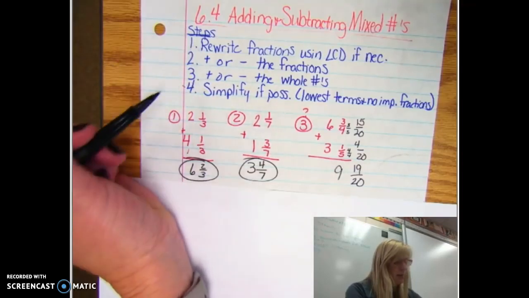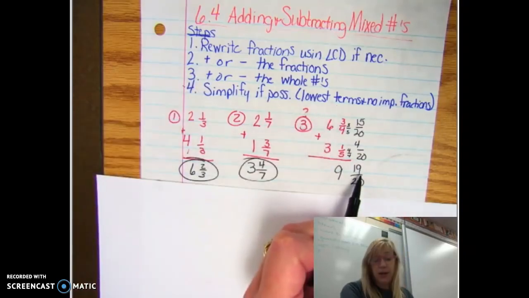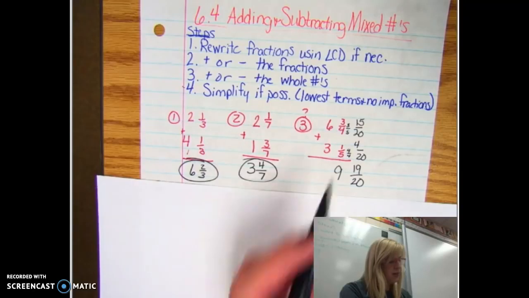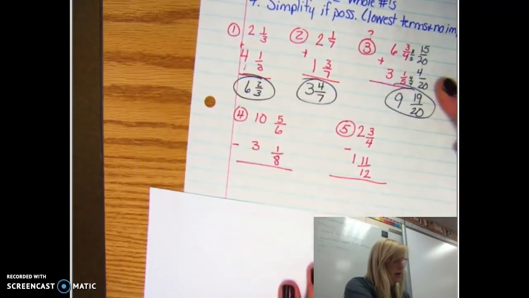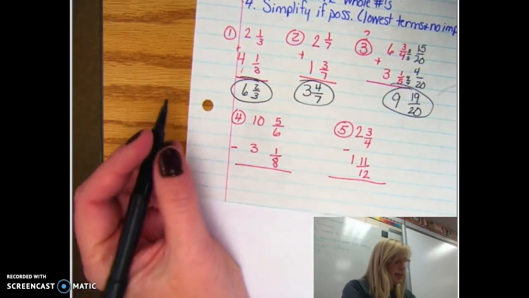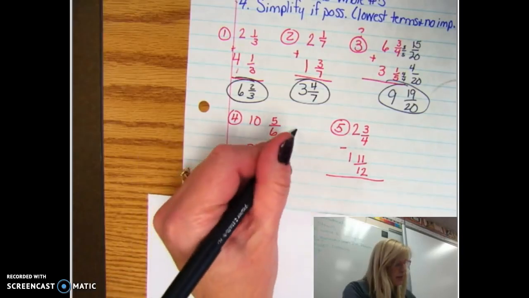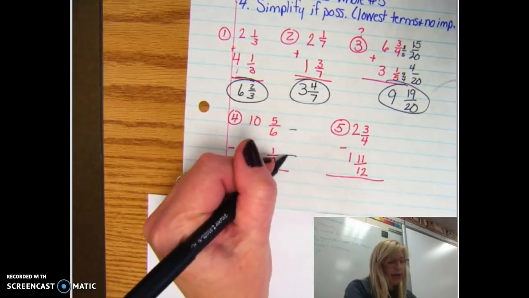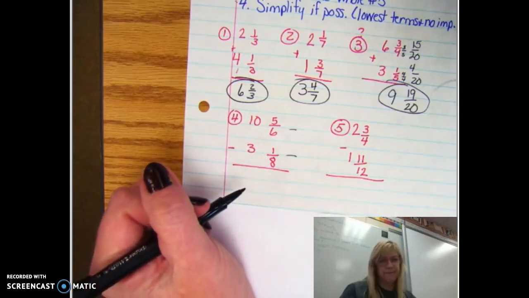I always get to the number 4, simplify if possible. And if this ends up being an improper fraction, you've got to do a little bit more with it. Let's try number 4 together. I'd like you to do what I call the arithmetic, find that lowest common denominator, add it up, and we'll figure it out from there.